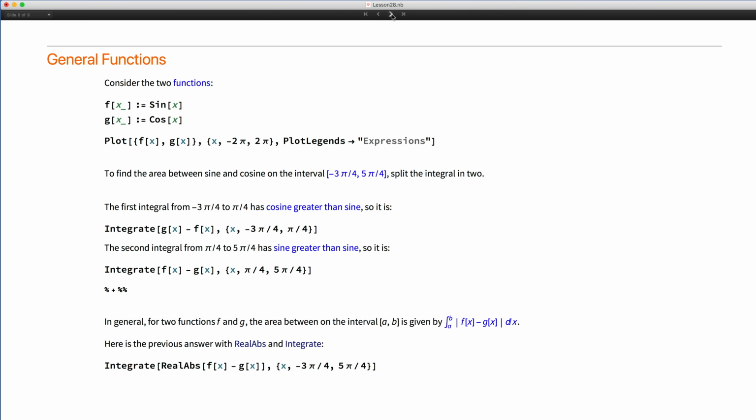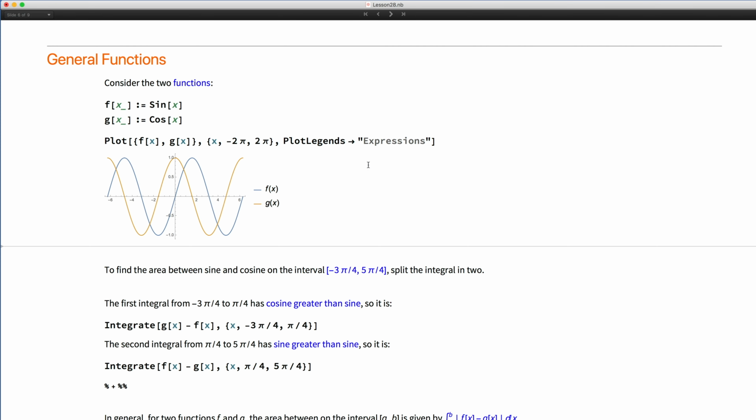On the other hand, suppose you have the functions sine x and cosine x. Then you can see that the functions f and g are either above or below each other depending upon where you are. Let's say you want to find the area between -3 pi over 4 and 5 pi over 4. That's roughly starting over here and ending over there. Initially, the cosine function is greater than the sine function, and then the sine function is greater than cosine for the rest of the interval.